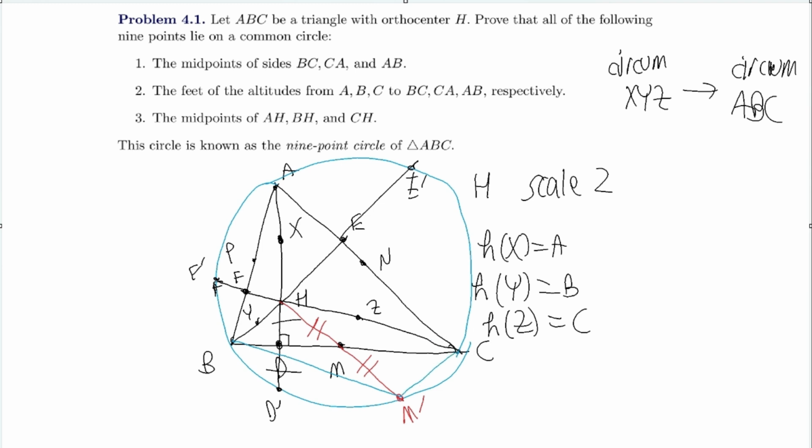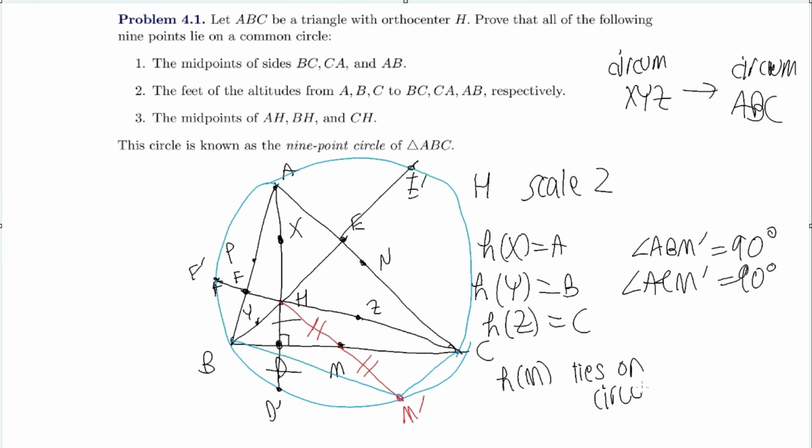And because it's a parallelogram, that means that angle ABM prime is equal to the angle between AB and CH, which is 90 degrees, which means that angle ACM prime is equal to 90 degrees as well. So therefore, M prime lies on the circumcircle, which means that H of M lies on the circumcircle. And something similar happens to points N and P. Therefore, the image of every single one of these 9 points lies on the circumcircle.